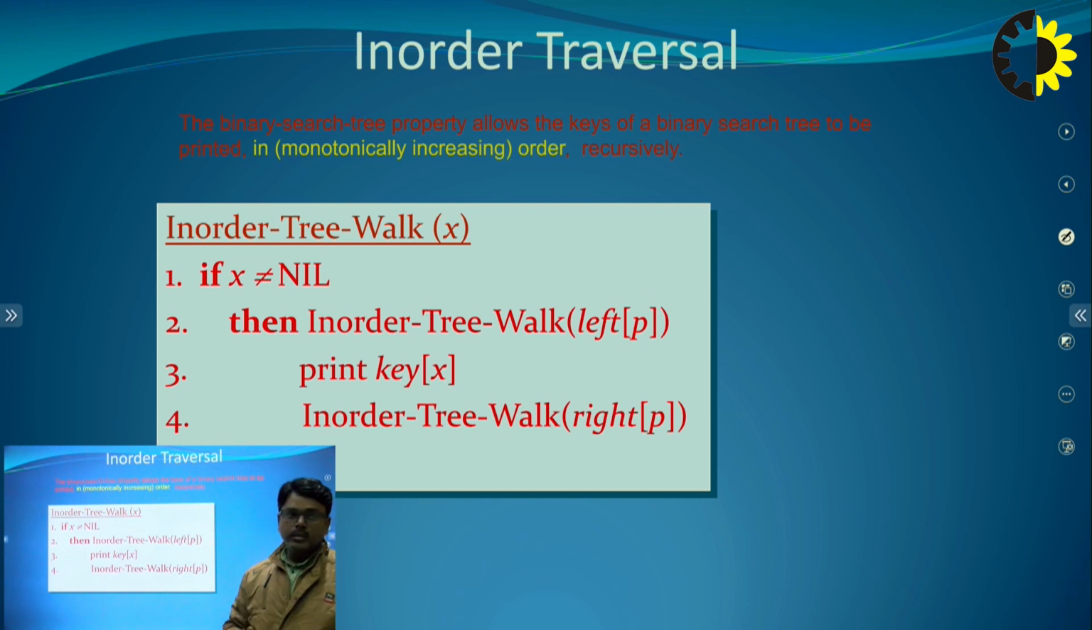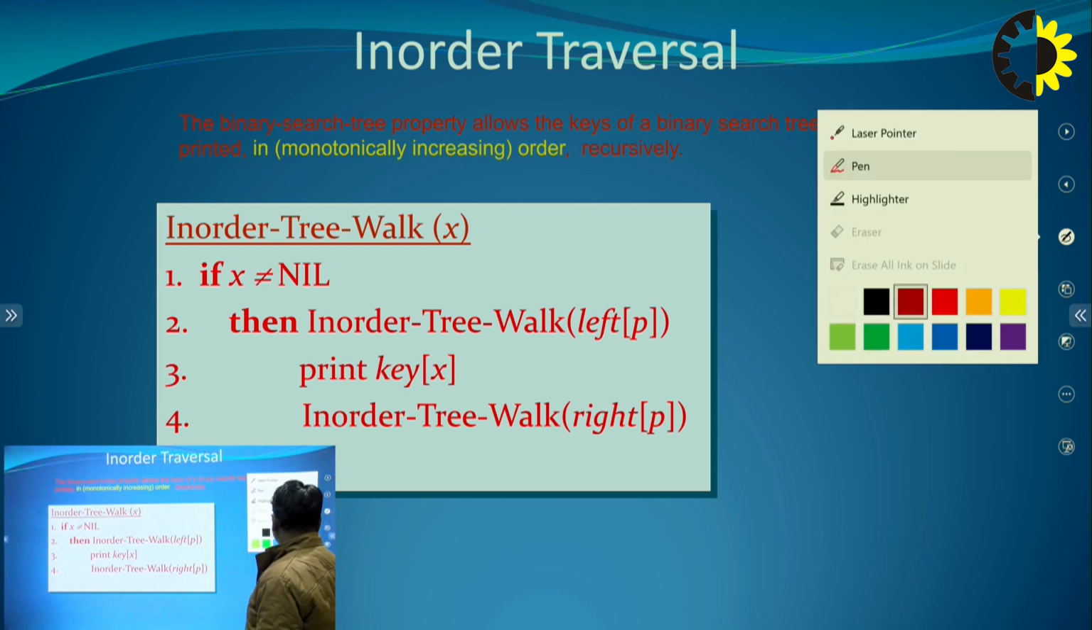Now, in the binary search tree, we have to perform different operations, and one of the operations is traversal, or traversing the binary search tree. Here, in the binary search tree, we are using the property.